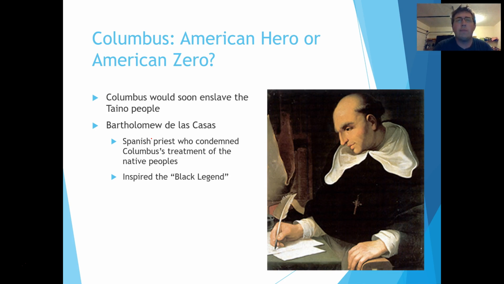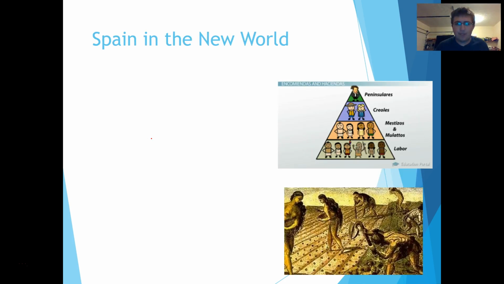And he wrote about what was called the Black Legend, in which he saw that across the New World the Spanish were, yes, using religion as justification for conquering, but at the same time, they were using it in certainly violent means to take over and enslave. So De las Casas condemns Columbus's treatment, rather, of the native peoples. But in the New World, Spain continued to grow.